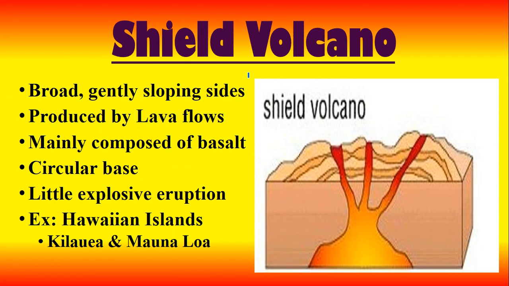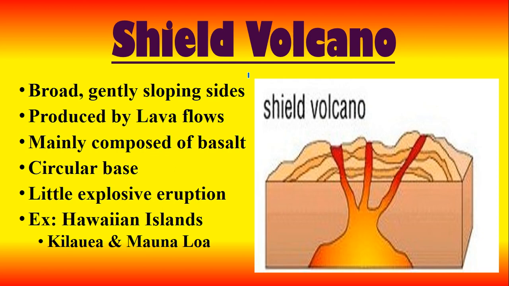So a shield volcano, they're broad. They have gently sloping sides. They're going to look more like a mountain that's not very steep. You could hike up it if you wanted to. They're produced by lava flows, and they're mainly composed of basalt. They're very circular in their base.